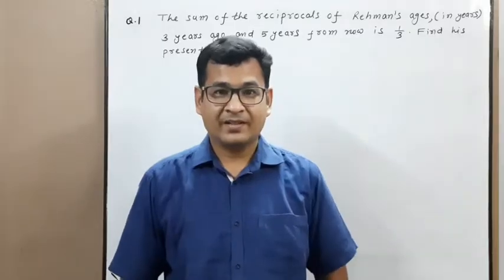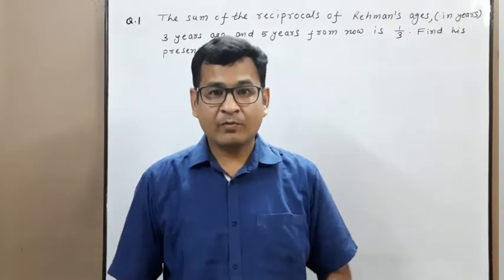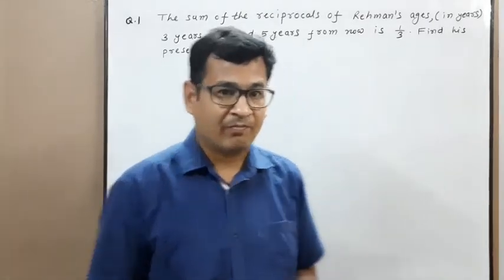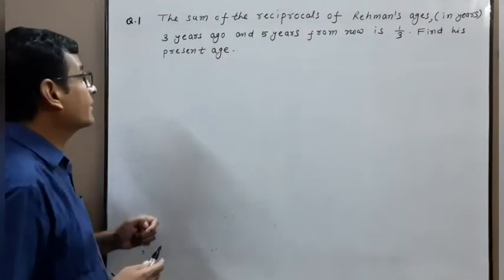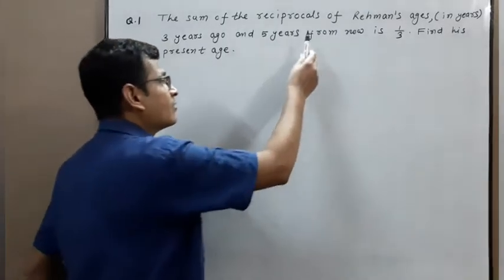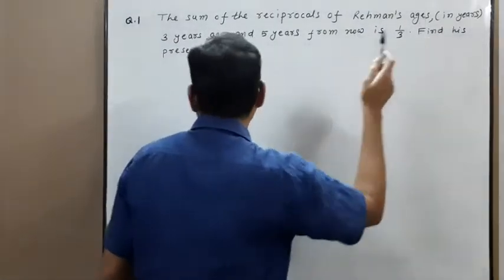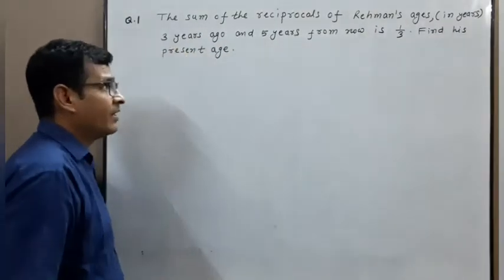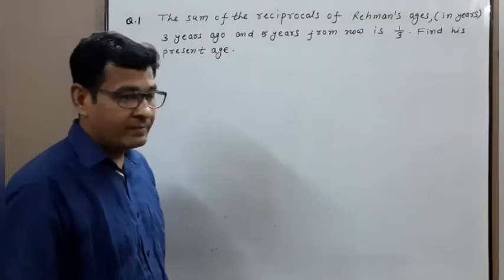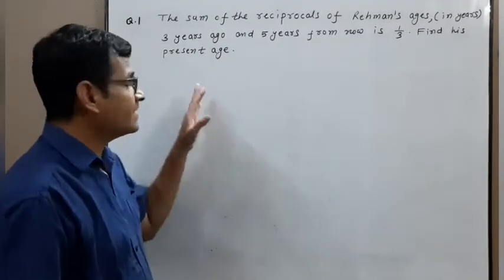Hello students, today we are going to discuss more problems on the quadratic formula. Number 1. The sum of the reciprocals of Rahman's ages in years 3 years ago and 5 years from now is 1 by 3. Find his present age.